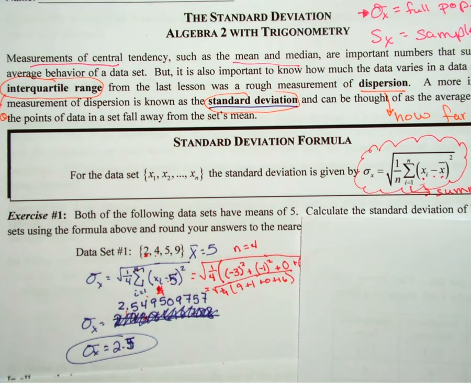So you'd get 2.5 when we round to the nearest 10. So the standard deviation for these numbers is a 2.5. So pause the video. Try using the formula on those next data points. Let's see what we can get.